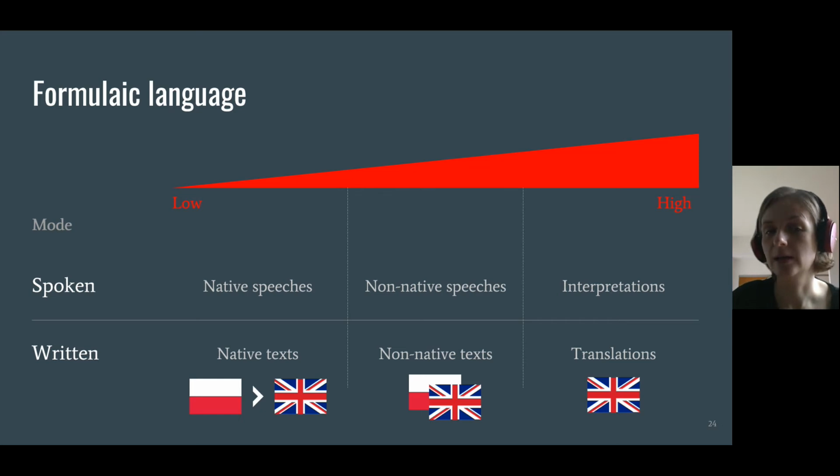Why? Because when you speak your native tongue, you don't put so much effort into speaking as when you are speaking a foreign language or interpreting or translating, because speaking a foreign language and interpreting and translating involves using two languages at the same time.